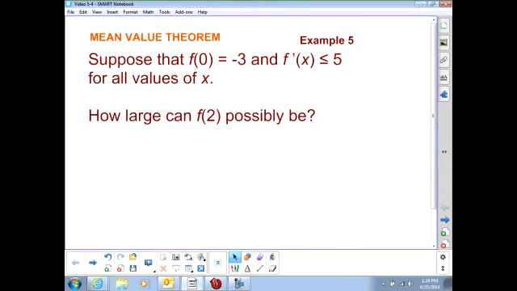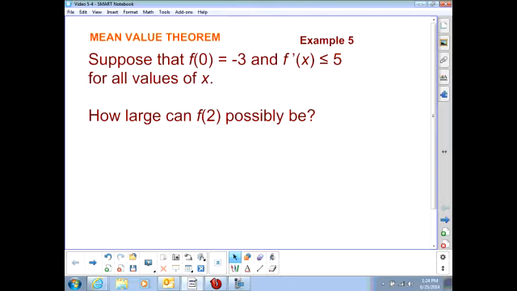In today's video, we'll see a couple applications of the mean value theorem. A reminder of the mean value theorem is if we know that a function is continuous and differentiable, then we know that the slope between the endpoints, the change in y over change in x, must be equal to the derivative at some value in your interval.